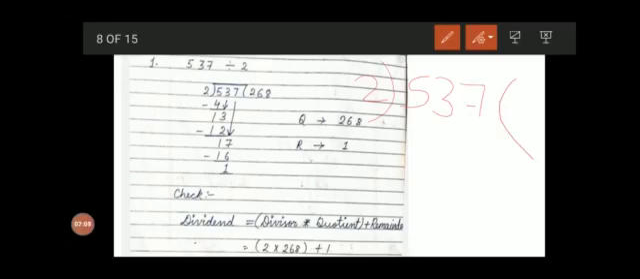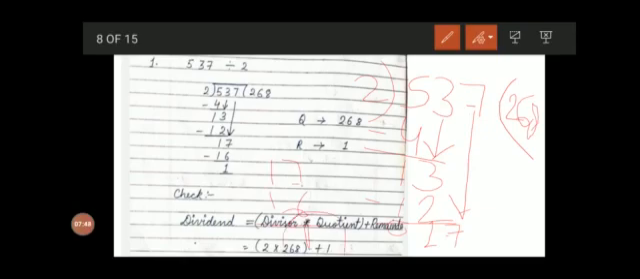2 into 2, 4. 5 minus 4, 1. Now 3 will be downside. It became 13. Now 2 into 6, 12. 3 minus 2, 1. And 1 minus 1, we get 0. Now 7 will be downside. It became 17. Now we will multiply 2 into 8, we get 16. If we subtract 17 minus 16, we get 1. It means 1 is the remainder and 268 is the quotient.